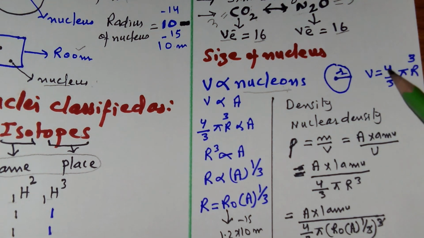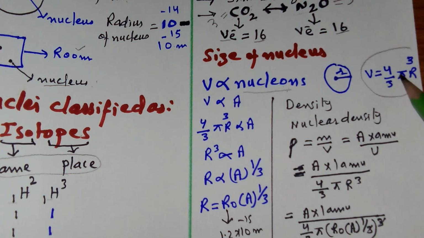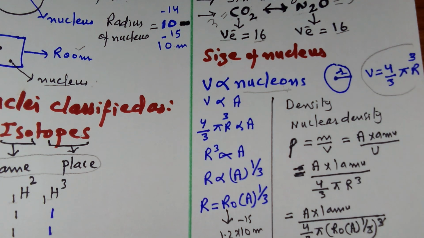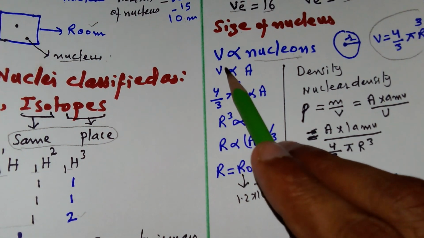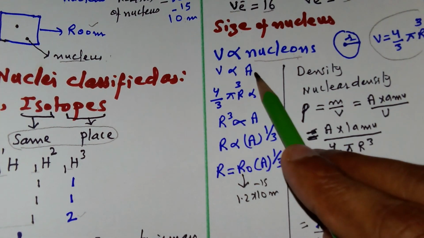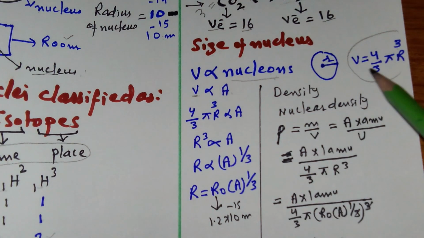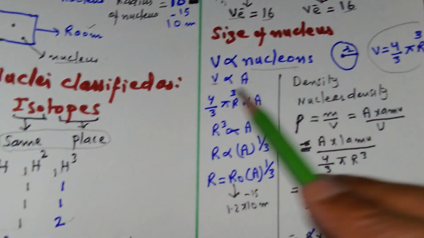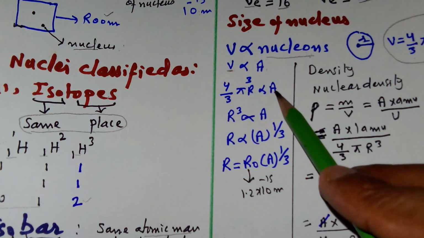But when we discuss the volume, the volume of the nucleus is 4/3 πr³. So we consider the nucleus as a sphere. The volume of a spherical object is 4/3 πr³. So here you can see that volume is directly proportional to the mass number. Now what is the value of the volume? The value of the volume is 4/3 πr³. So put here for V, 4/3 πr³ is directly proportional to A.